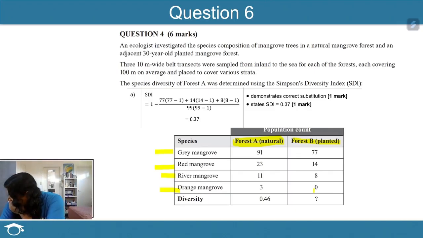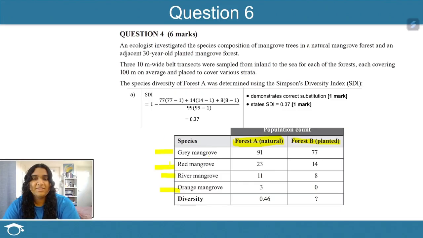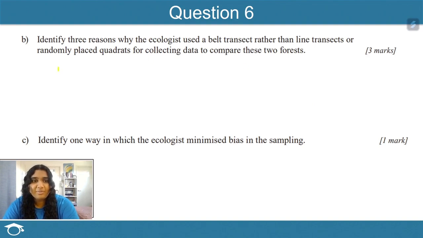Sorry about that. And so if we get 1 minus this entire fraction, please use your calculator for this, you end up with 0.37. 1 mark for the correct substitution into the equation, and 1 mark for stating that the SDI is the correct SDI.